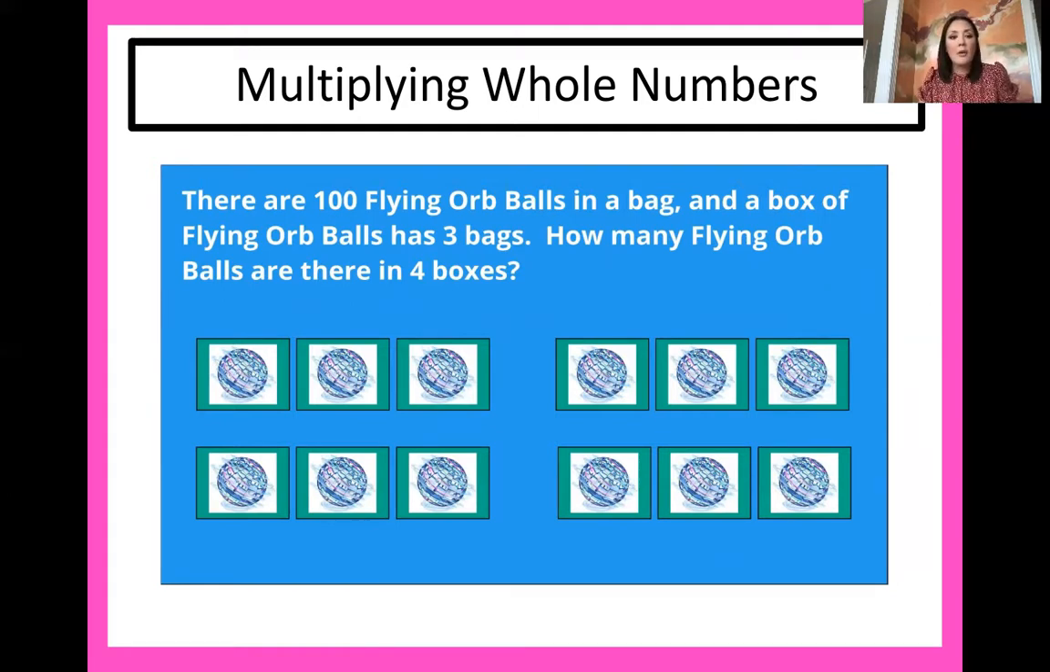All right. So here are 100 flying orb balls. Okay. There are 100 flying orb balls in a bag. So a bag has how many? Yes, 100. And a box of flying orb balls has 3 bags. So wow, that is a lot. Okay. How many flying orb balls are there in 4 boxes?